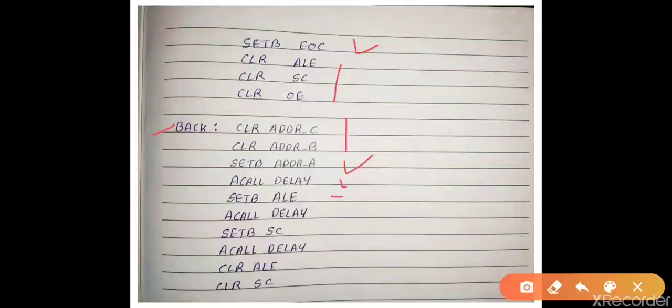Then we'll set ALE, that will activate the address decided by pins A, B and C, that is IN1. Then we'll call some delay. Then we'll set SC. Setting SC, that is making SC a high pin, the ADC will start conversion of analog data to digital data. Again we'll call some delay. After that we'll clear ALE and SC pins.